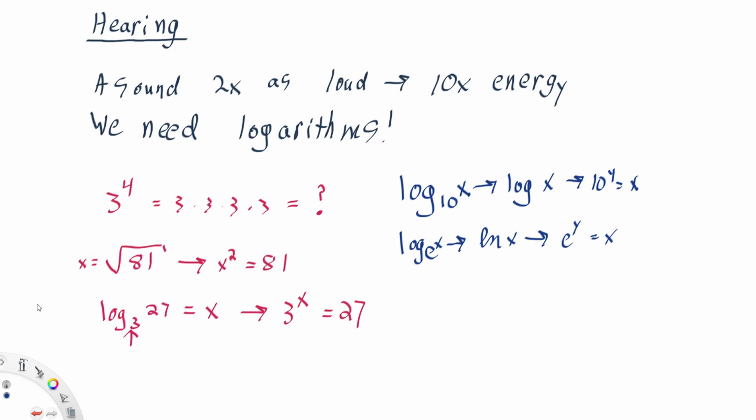For our purposes here, we're actually just going to use base 10. That's because of this relationship to human biology. 10 times as much energy seems twice as loud. That means that the log of the energy is going to be proportional to our human experience of the sound. So we're just going to go ahead and use log base 10.